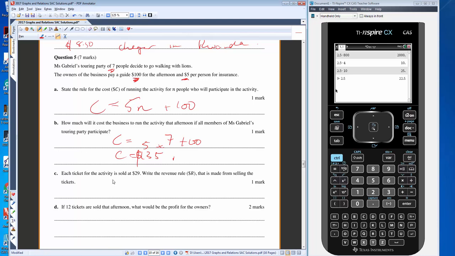Each ticket for the activity is sold at $29. The revenue rule, so got all sorts of crazy things on this one, but the reality is it's just $29 per person, 29N.